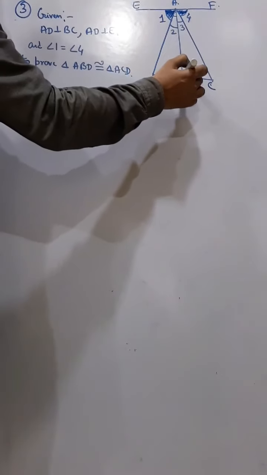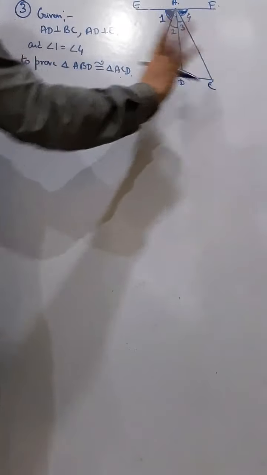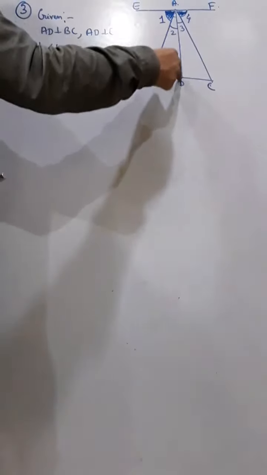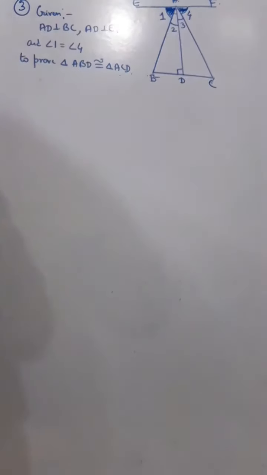You require to prove triangle ABD and triangle ACD congruent. So you know, for proving congruence you require 3 points. The first thing you can see is that AD equals AD. So that becomes our first point.